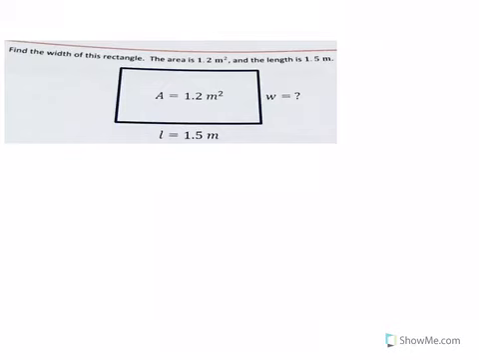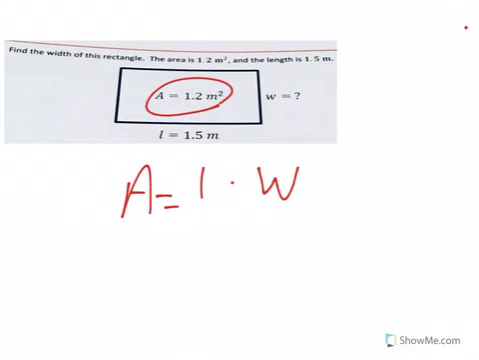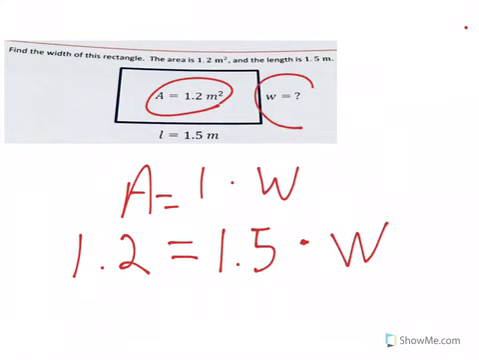Okay, this problem is a little bit different, a little bit of a challenge. Find the width of the rectangle. The area is 1.2 meters squared, and the length is 1.5 meters. So this is one where we're using the same formula, but we already know the area. So we're going to have to fill in some blanks here, right? So we know area equals length times width. In other words, area is 1.2 meters squared equals length, 1.5, times W. Now, the thing that we don't know is the width. So we have to solve for W.